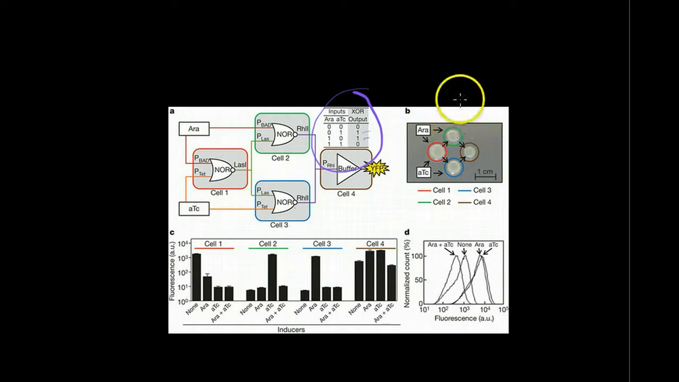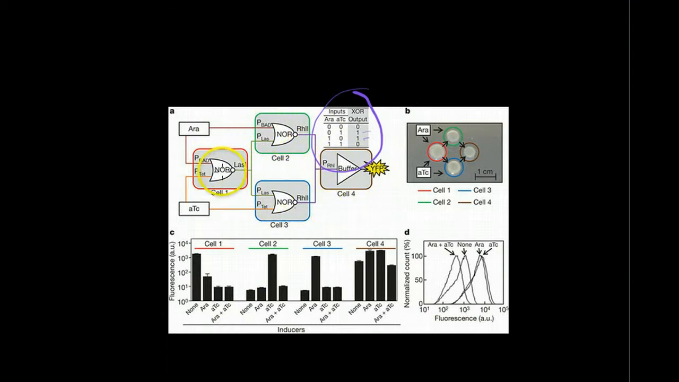So as you can see over here, these strains are spotted onto an agar plate in a specific spatial arrangement required to perform the XOR function. And figure A over here is just an expanded version of the genetic circuit within each of these cells.